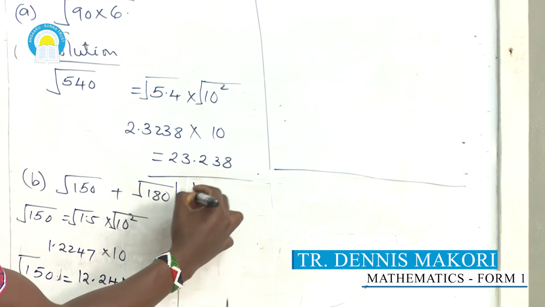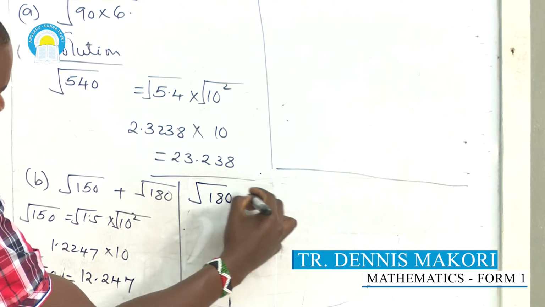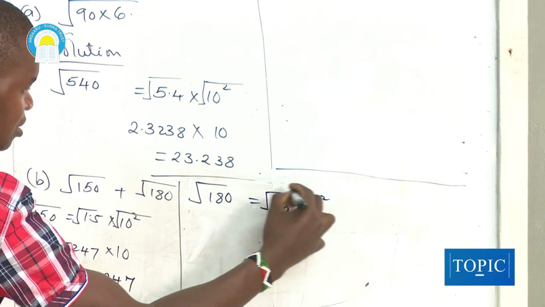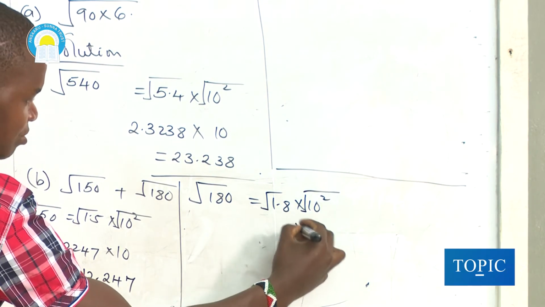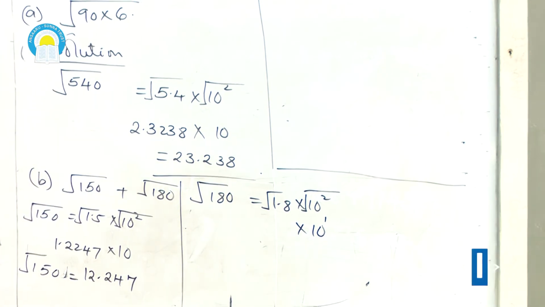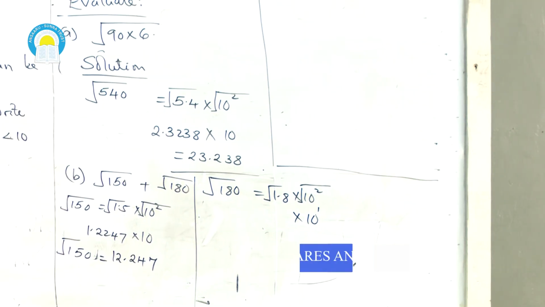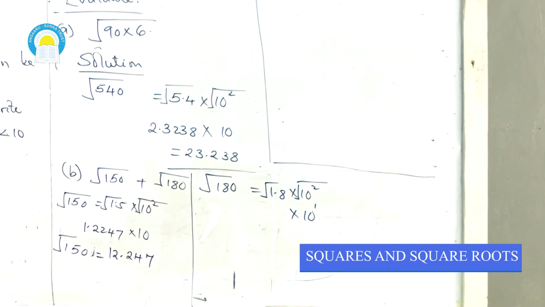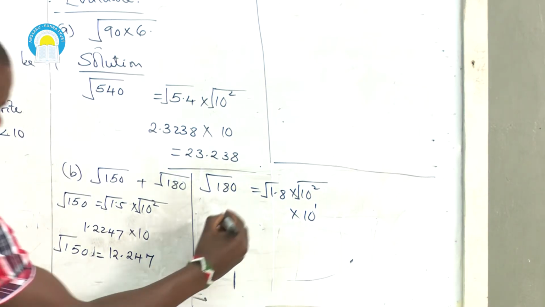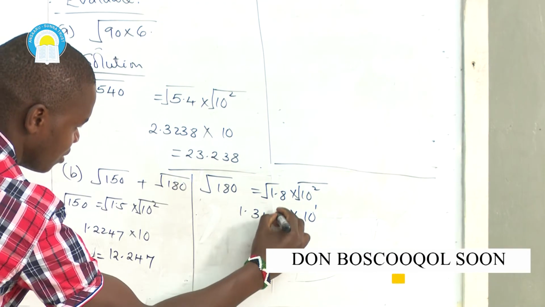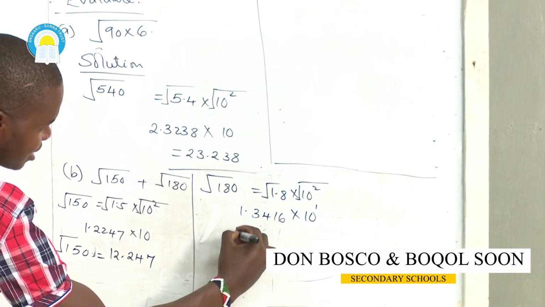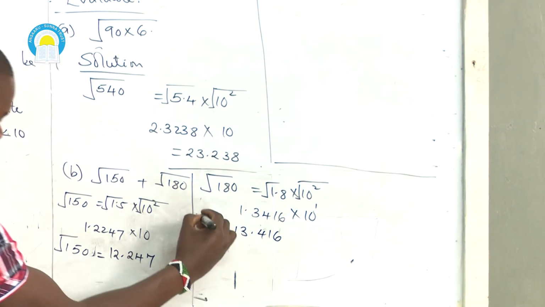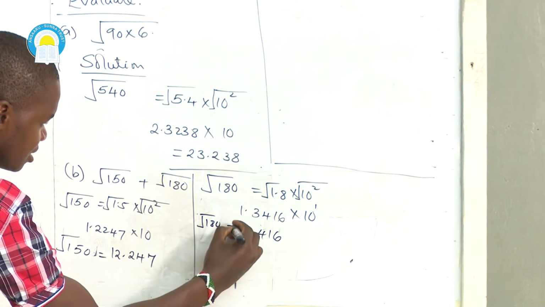Then find the square root of 180, which is 1.8 times 10 power 2. The square root of 10 power 2 is 10 power 1. And by use of your tables, what's the square root of 1.8? The answer is 1.3416, correct? 1.3416 times 10 is 13.416. And that's the square root of 180.